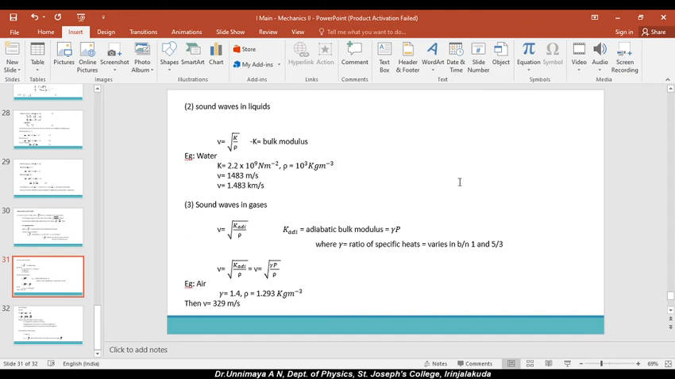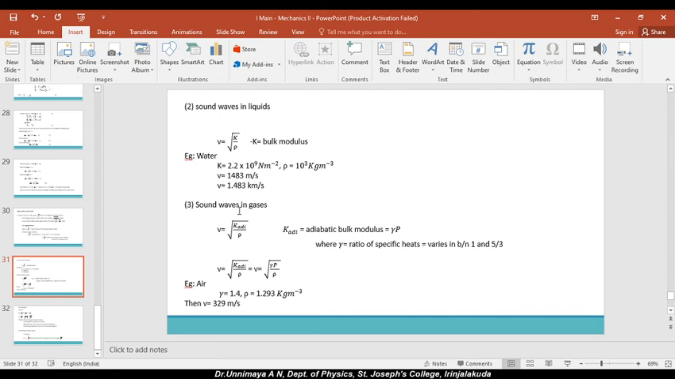When considering the liquid medium, like water, we found that v is equal to 1.483 km per second, where v is equal to root K by rho. Here we replace Young's modulus with bulk modulus. For liquid mediums, we have to replace Young's modulus with bulk modulus, then v is equal to root K by rho. For water, v is equal to 1.483 km per second. For most liquid mediums, the velocity of sound waves will be in the range of 1 km per second.